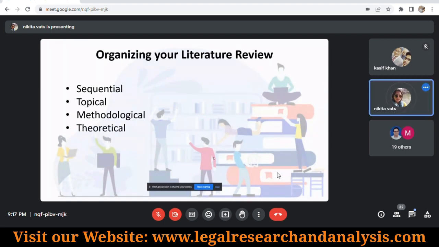Now, it is also very important to organize your literature review in a sequential manner. So you can have a sequence. You can divide it into topics. For example, I'll be talking about it methodological and theoretical.